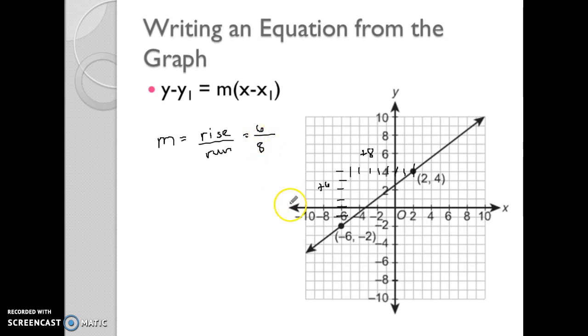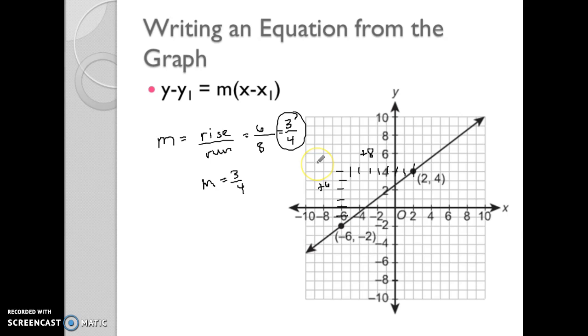And always make sure that you simplify your fraction. You reduce that fraction. So in both the 6 and the 8, there's a 2. If you divide out that 2, 6 divided by 2 is 3. 8 divided by 2 is 4. So this one has a slope of 3/4. So I know that m is equal to 3/4.